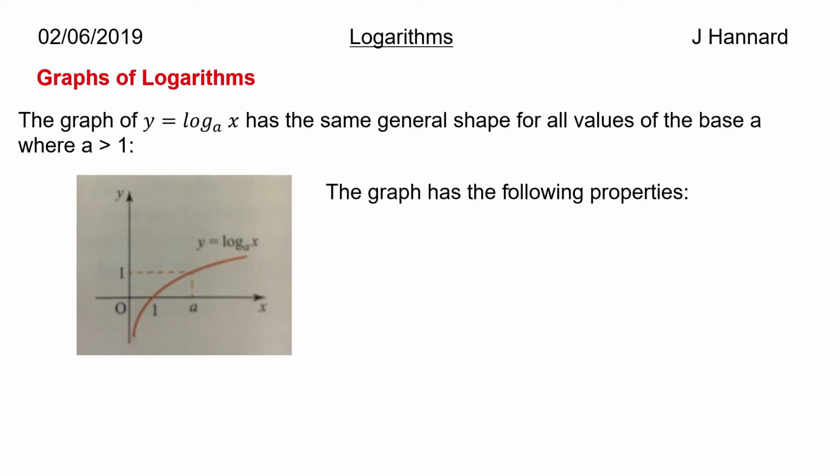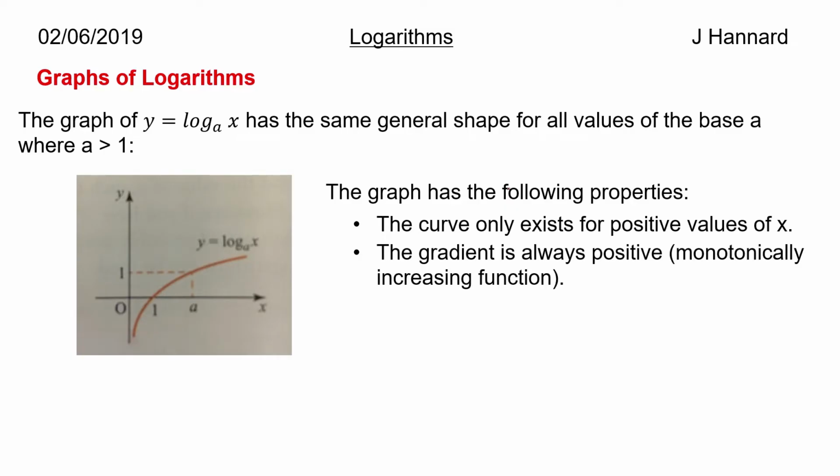So the graph has the following properties. The curve only exists for positive values of x. The gradient is always positive, a monotonically increasing function, so that means it always increases. That's what monotonically increasing means. And that's something that you do at university, actually. So a nice little nugget of information there. If a graph is always increasing, it's called a monotonically increasing function. Similarly for negative, monotonically decreasing functions.